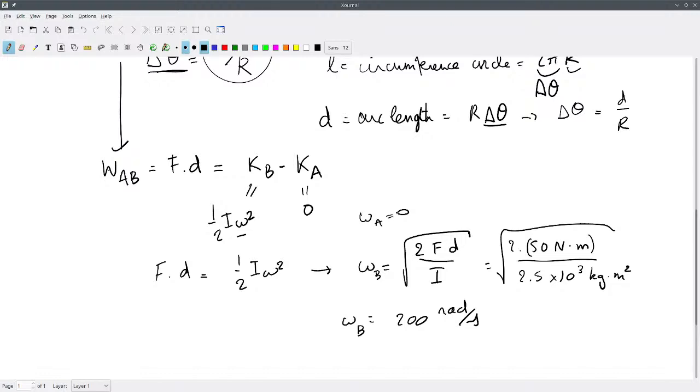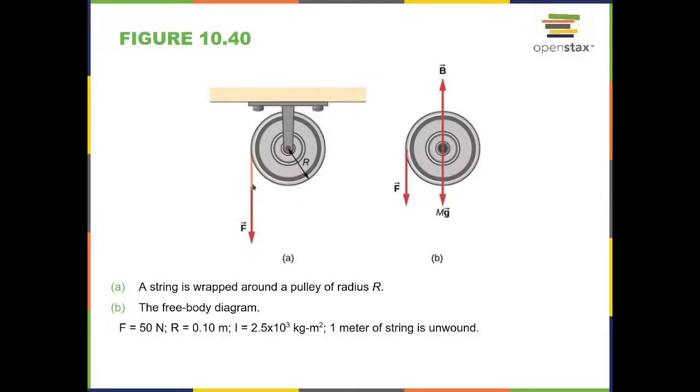So what happens is, as we pull with 50 newtons, the string unwinds over a distance of 1 meter, and starting from rest, because we pull, the pulley starts rotating until after that 1 meter of string is unwound, it is rotating at an angular velocity of 200 radians per second.